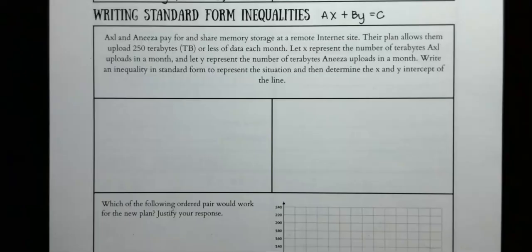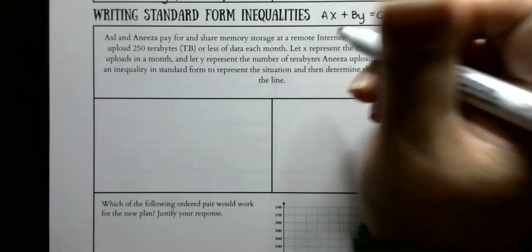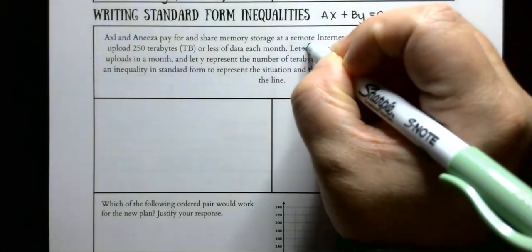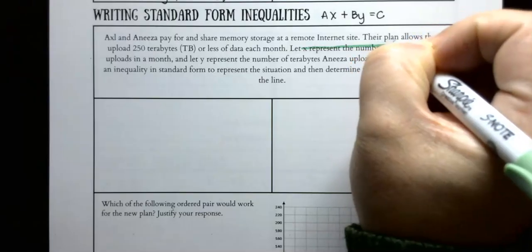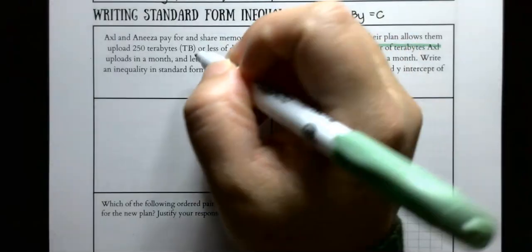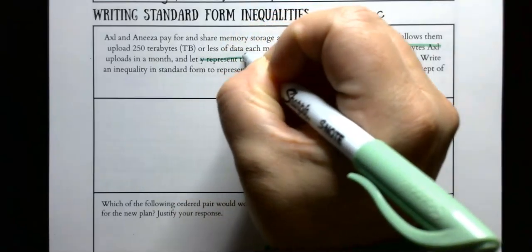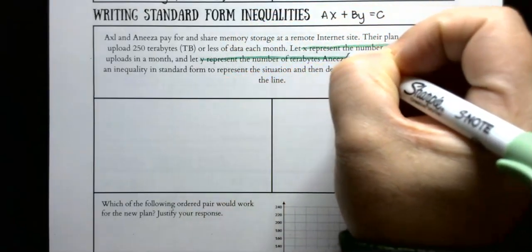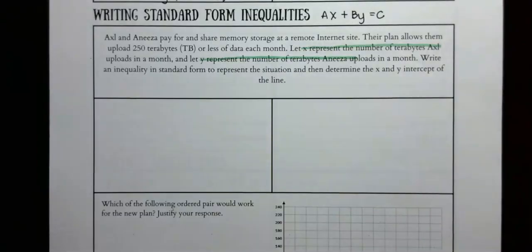We're going to write an inequality in standard form to represent the situation. Then we're going to use that same inequality to determine the x- and y-intercepts of the line. Because they have already given us our variables, they have specifically said that x represents the number of terabytes Axel is going to upload in that month, and y is going to represent the number of terabytes that Anisa is going to upload that month.